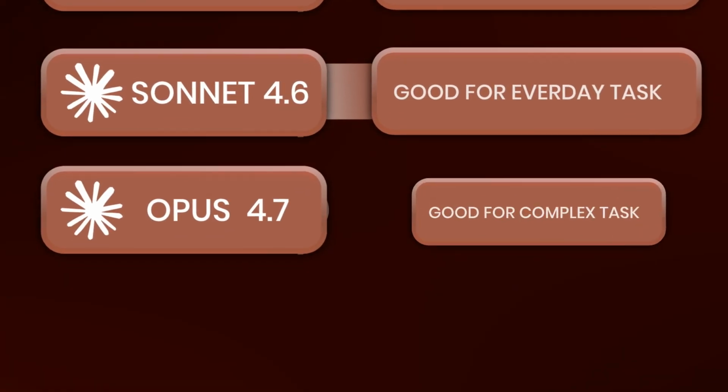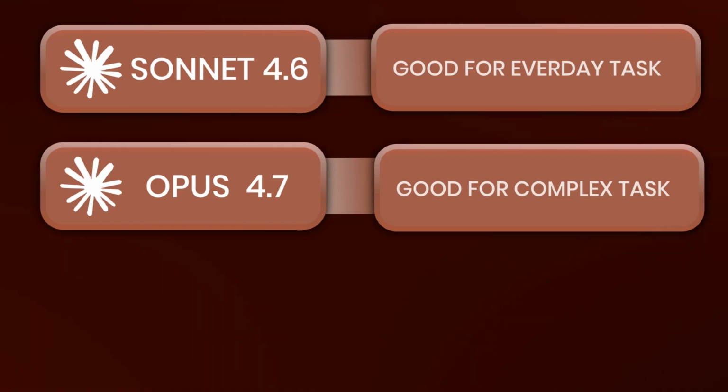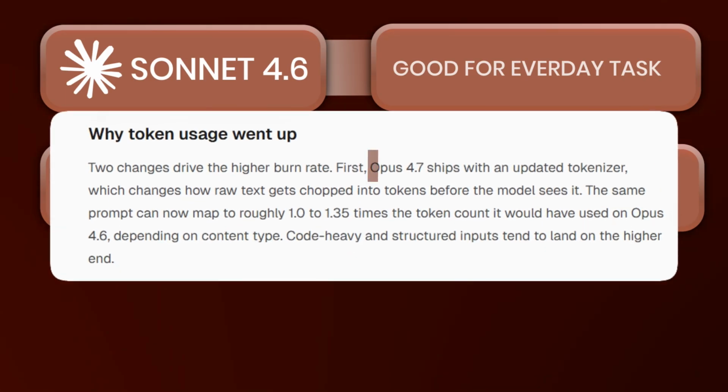And then there's Opus. Opus is the most powerful model Claude has. But here's the thing, Opus is expensive. It burns tokens fast, so don't use it for tasks Sonnet can already handle. Pick the right model for the right job and your credits will last a lot longer.